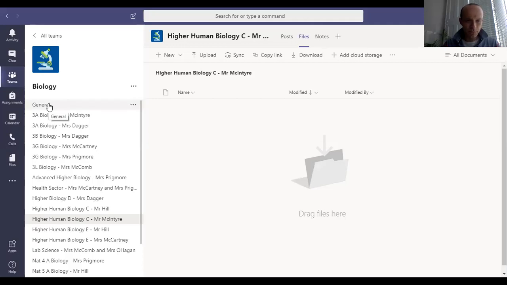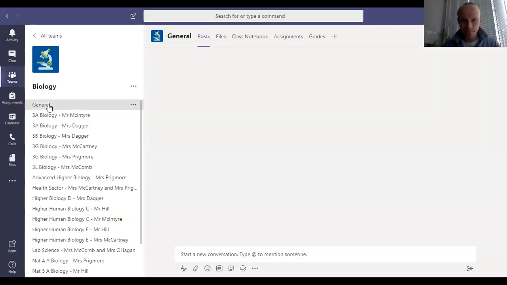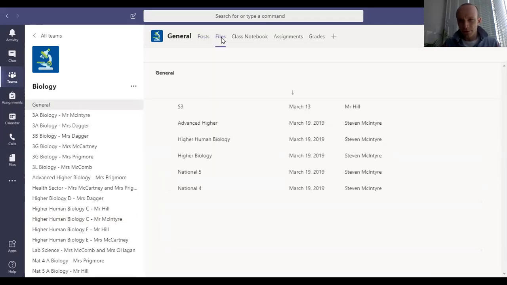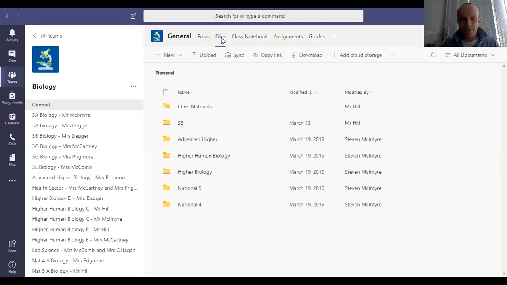If we come out of that, if you go back to General and then up to the Files section, one of the first things I want you to do is get used to using this and find your way around and just have a look and see what resources are available to you. There's loads of stuff on here, but you need to know what's there and you need to know what's useful and when it's useful. So spend some time going in and having a look.